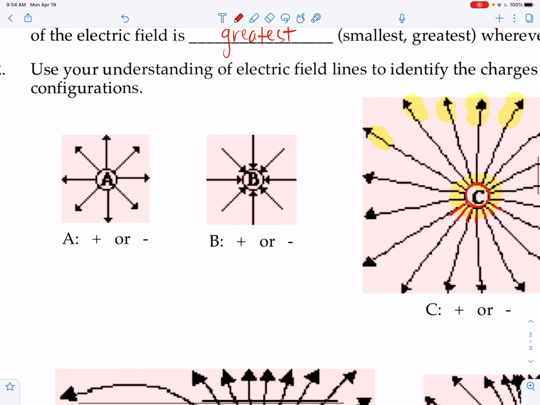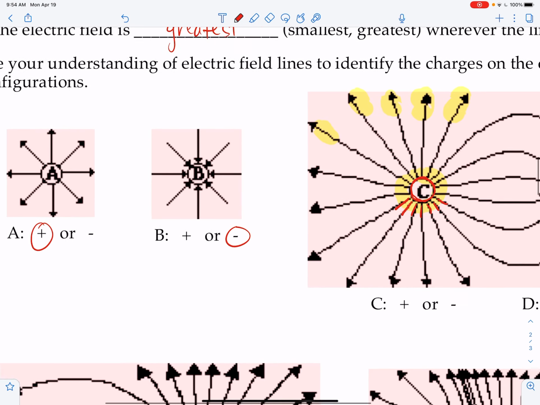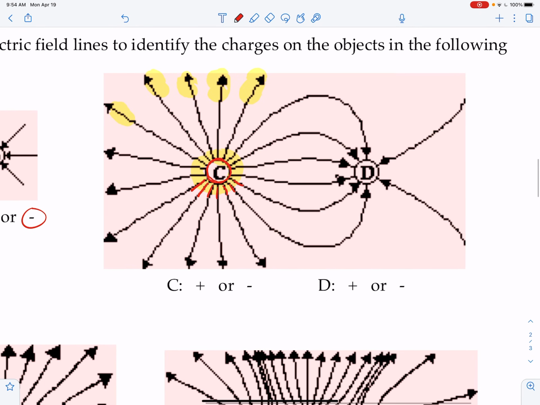So we have some objects, looking here, some object A. We don't know if it's positively or negatively charged, but we do see that the lines are going outwards away from that charge. So we could confidently say that must be positively charged, because the convention is that electric field lines go away from positively charged things, and then they go towards negatively charged things. So object B must be negatively charged. And again, with that same idea, electric field lines go away from positively charged things, so C must be positive, and towards negatively charged things, so D must be negative.